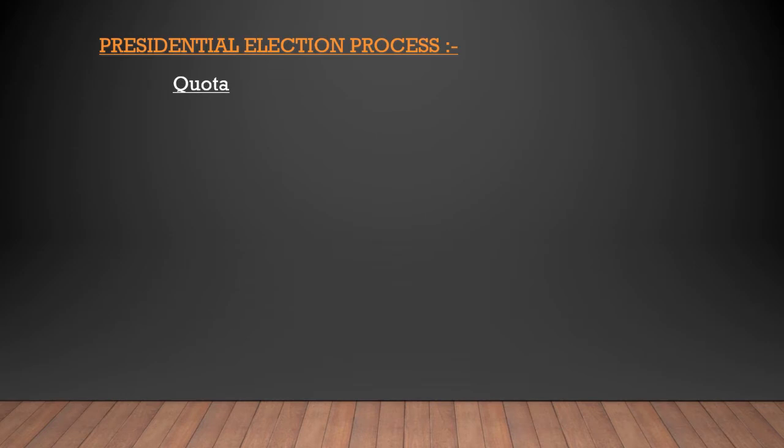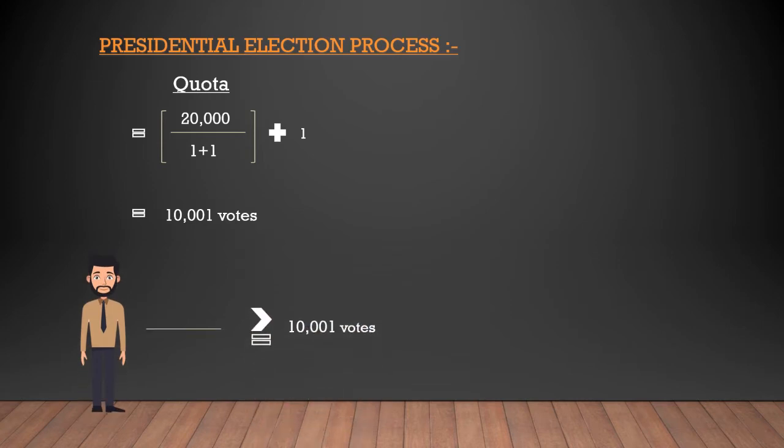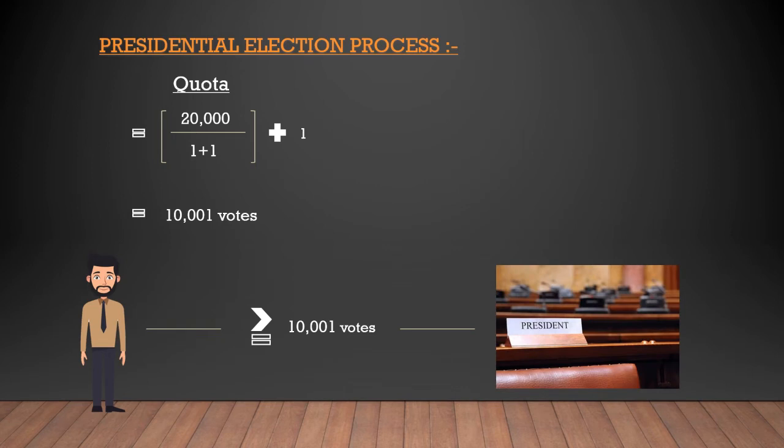What is the quota? It is 20,000 divided by 1, where 1 is the number of seats to be filled, plus 1, the whole plus 1, which is 10,001. Any candidate who gets more than or equal to 10,001 votes would become the president.